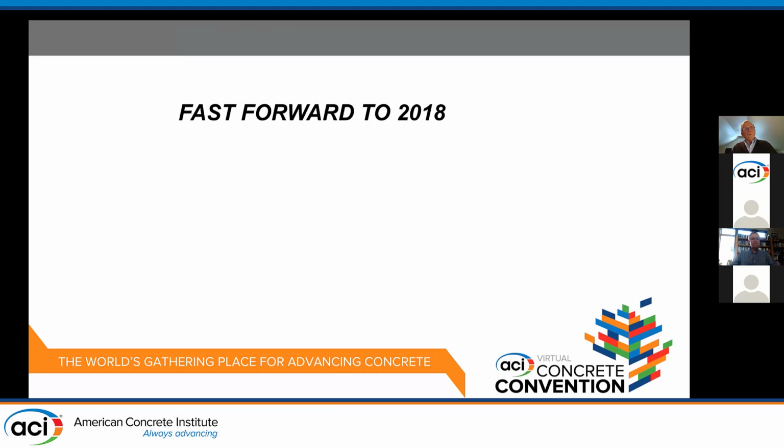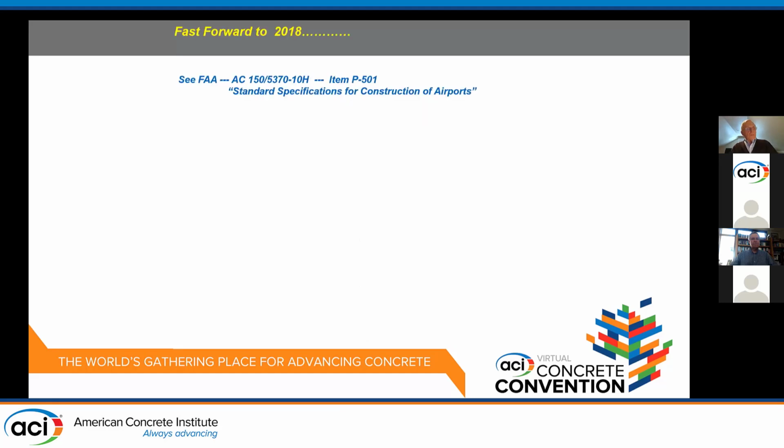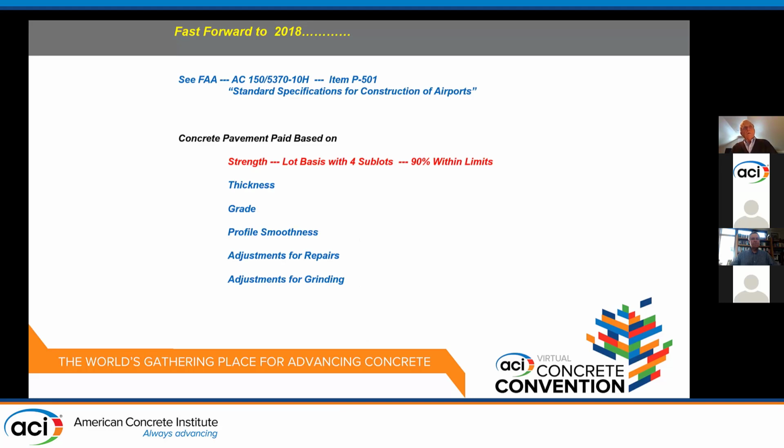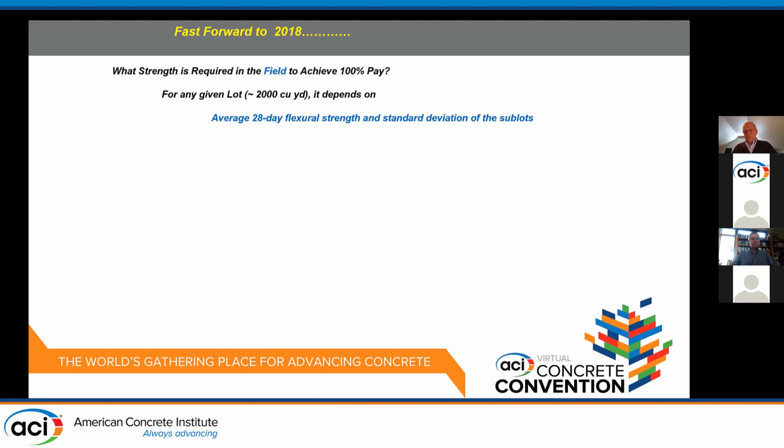So if we fast forward to 2018, what we see is the standard specifications. Now concrete's still based on strength, but it's gone to a lot. The concrete's accepted on a lot basis. And I think the FAA went to that in the 90s. That's a big change. Suddenly that amorphous 20% low breaks is now well defined in terms of a lot, and 90% has to be within limits. And we'll talk a little bit about that. And thickness, grade, and some other issues get looked at.